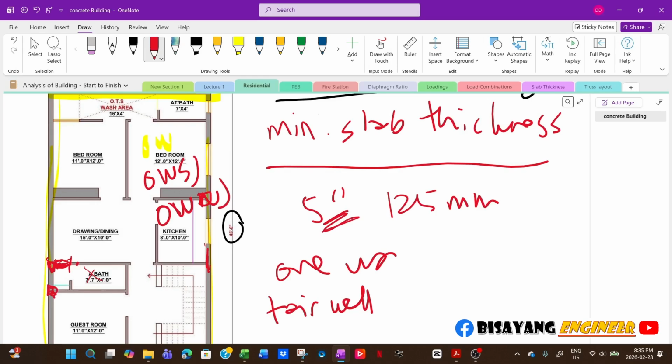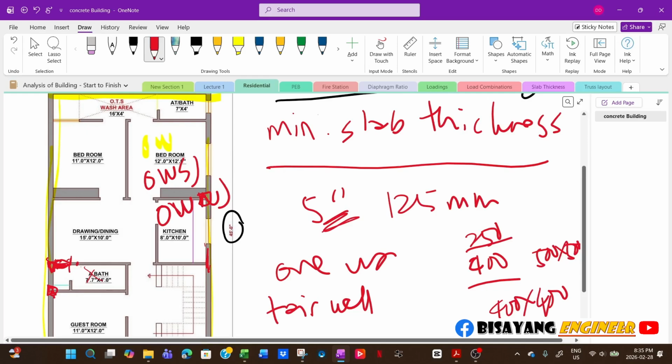Now, once you're done with your conceptual framing plan and you run the analysis, say for example the architect only allows a beam size of 250 by 400, and then your column size would be 400 by 400, or 500 by 500.